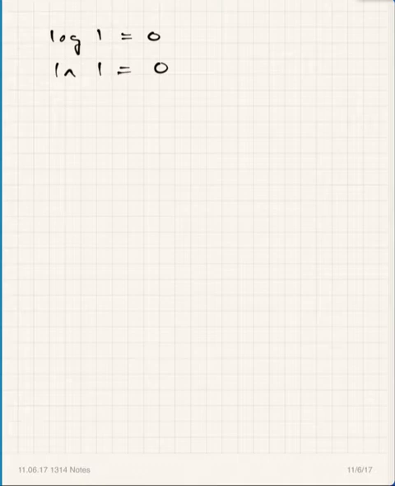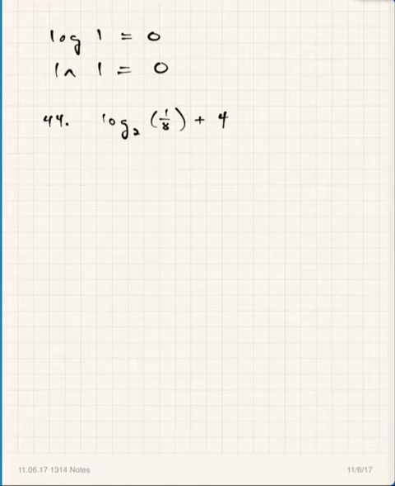So let's go ahead and write out a few other statements here. This is problem number 44 in your textbook. You have logarithm base 2 of 1/8 and then plus 4. Now the plus 4 has nothing to do with the logarithm here, so that just trails along. And so really what we're after is what is logarithm base 2 of 1/8.